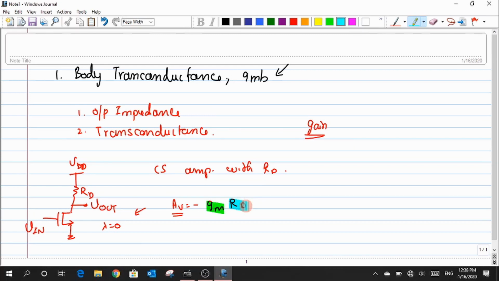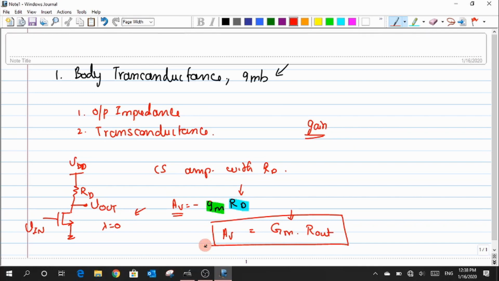There are two components, and that is the reason why we are looking for the output impedance and the transconductance of a given circuit to be evaluated, such that in general I can write any circuit's gain as a product of transconductance and the output impedance. So now this RD is nothing but the output impedance of the circuit that I am using, and this gm is nothing but the transconductance of this device. So in short, for any circuit I can write the gain expression like this.